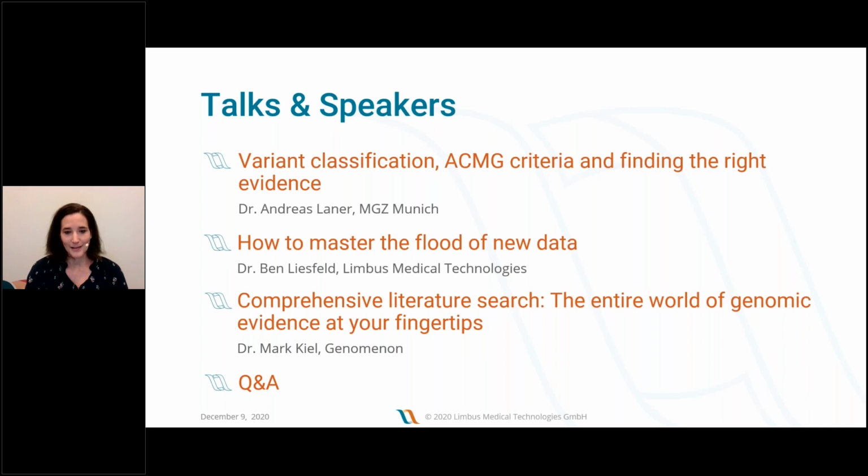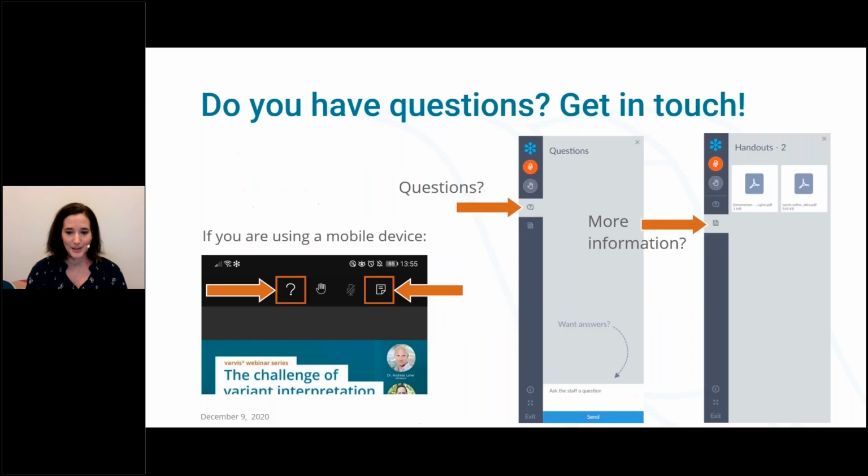The webinar is divided in three parts. The first part will be more the clinical perspective, variant classification, ACMG criteria, and finding the right evidence, presented by Dr. Andreas from the NGS in Munich. The second part is on how to master the flood of new data, presented by Dr. Ben Liesveld from Limbus Medical Technologies. And the third part is on comprehensive literature search, the entire world of genomic evidence at your fingertips, presented by Dr. Markier from Genomic. We will conclude with the Q&A session, and we encourage you to participate in the discussion and ask all the questions you have in mind.